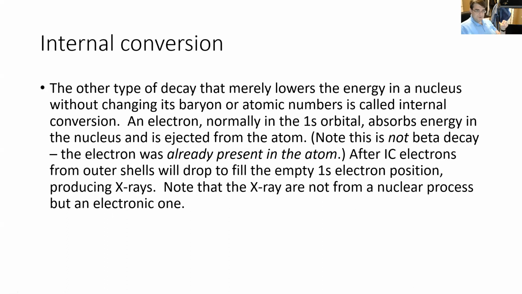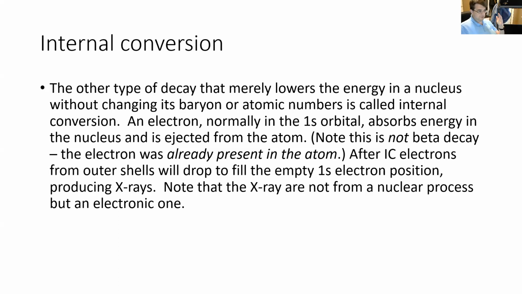That's internal conversion. What happens there is an electron that's in your 1s orbital will absorb nuclear energy and then get kicked out of the atom, because the amount of energy is drastically more than the binding energy of a 1s electron. It is important to understand that internal conversion is different from beta decay. In internal conversion, the electron was already there. It was part of an atom or an ion that was there prior to the internal conversion, so it just kicks out an electron that was already present.